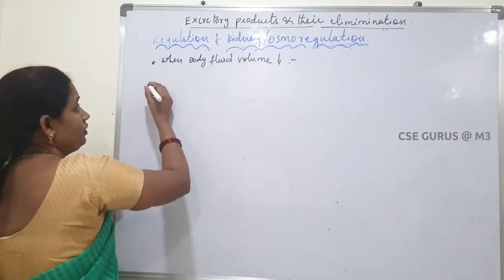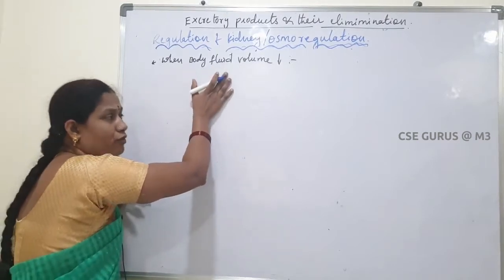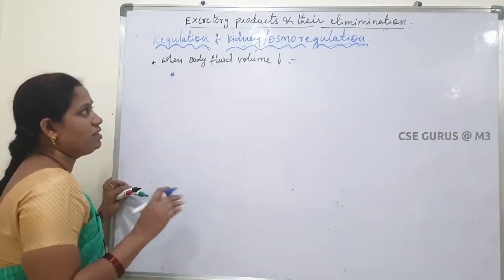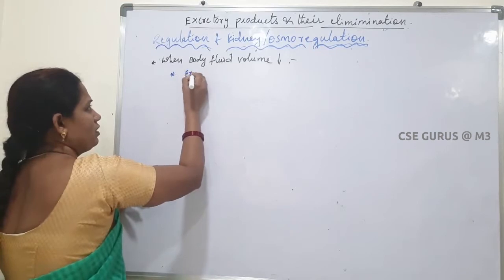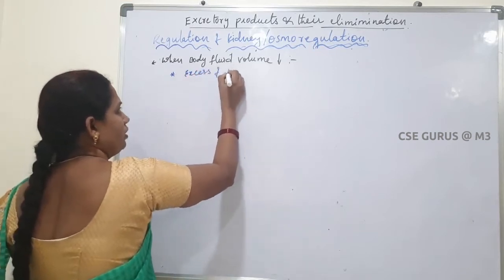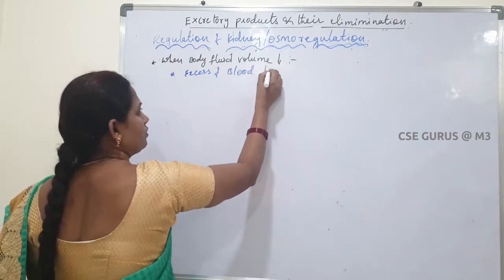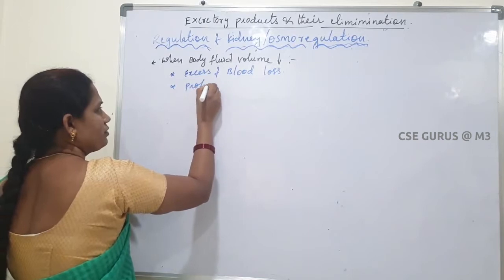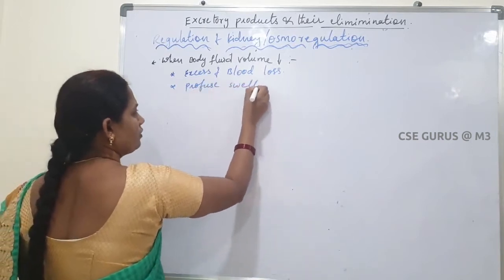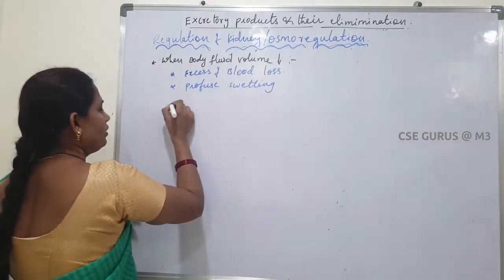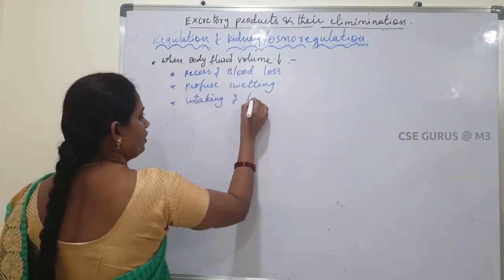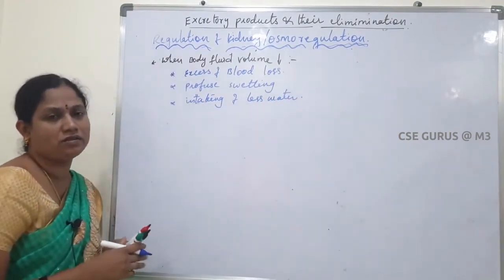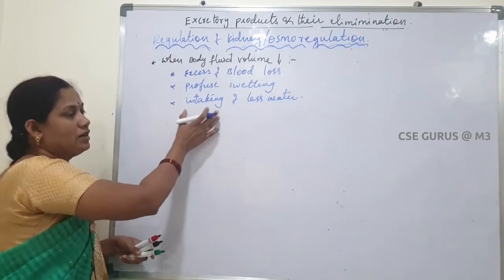Normally the body fluid volume is decreased in three ways. First one, excess blood loss. Next, profuse sweating. Next, intake of less water. Mainly in these situations, our body fluid volume is decreased.